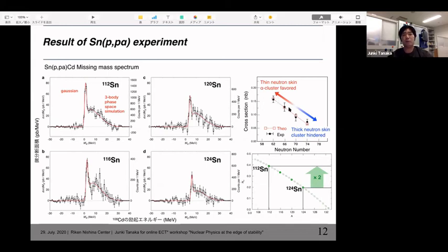Then I overlaid the result of the reaction theory analysis on the experiment. The red square is the theoretical calculations, and it shows good agreement with the experimental result. The arrow here is an interpretation based on the theory that tin 112 with a thin neutron skin has more alpha particles, and tin 124 with a thick neutron skin has fewer alpha particles.